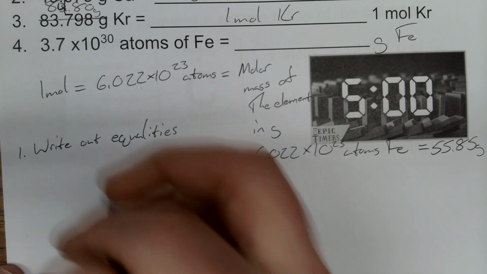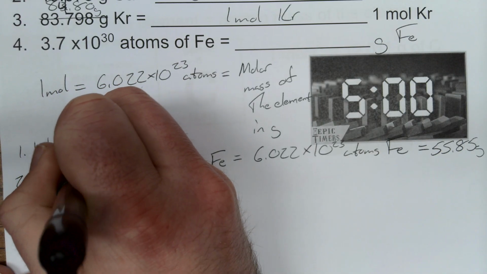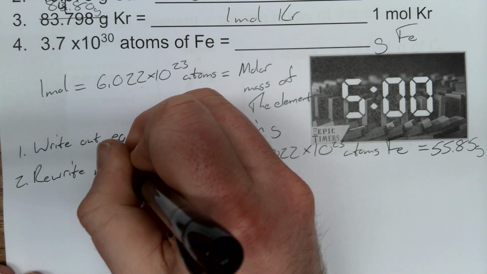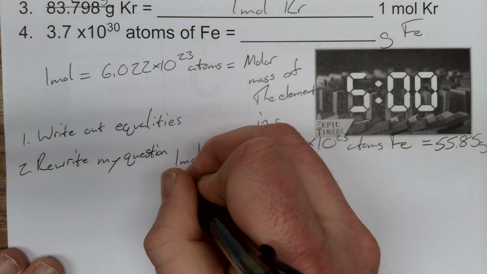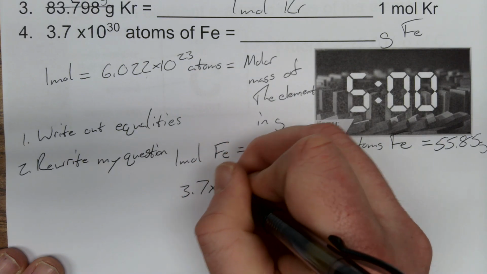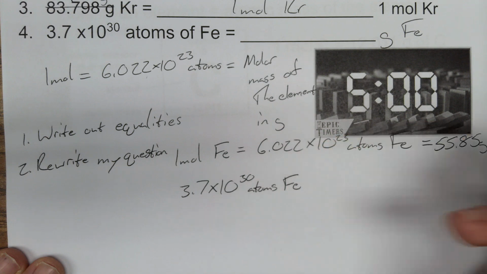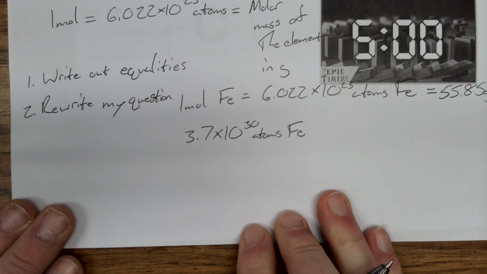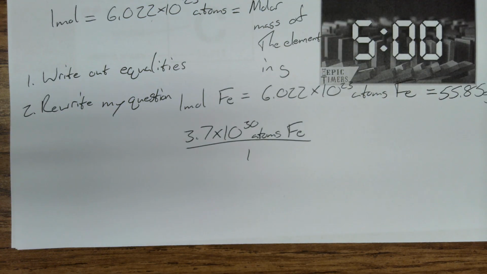Part 2. I need to rewrite my question. So my question is 3.7 times 10 to the 30 atoms of iron. Now, to make life easier, I'm just going to put this number into a fraction. Anything divided by 1 is that thing. When I start talking about numerators and denominators, I make everything have a numerator and a denominator.